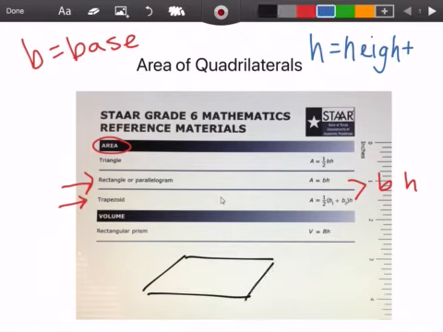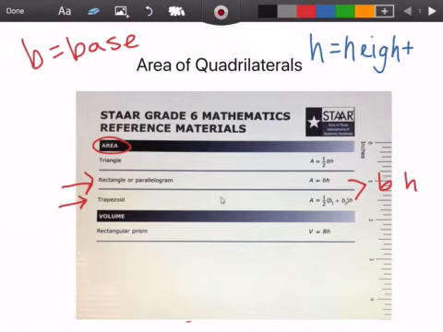Again, the base is going to be the bottom of the parallelogram, but the height is not this length right here. That is not the height. The height is actually how far the top and the bottom are. If I were to create a right angle from the top down to the base, this line is my height. So we go from the top corner down to the base and create a right angle, and that is our height of the parallelogram. So it's a little bit different.